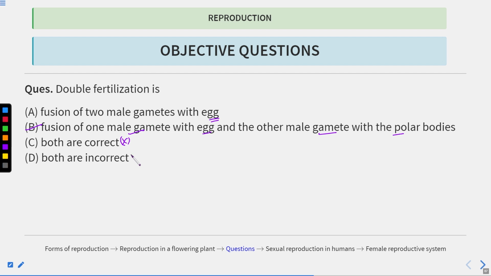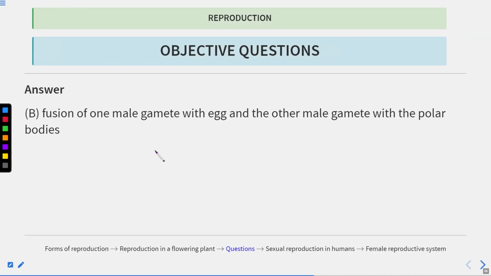Option C, both are correct, is not the answer, and option D is also not the answer. So what should be the answer? Fusion of one male gamete with the egg cell and the other male gamete with the polar bodies. Okay, so again I will explain using the structure of the embryo sac.